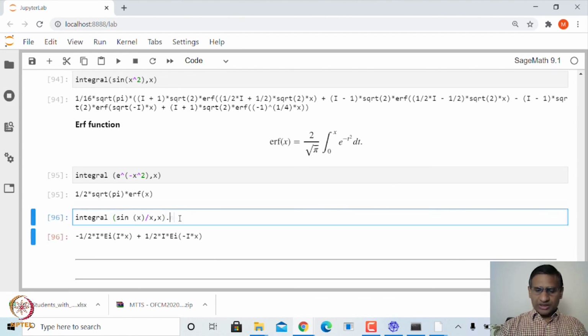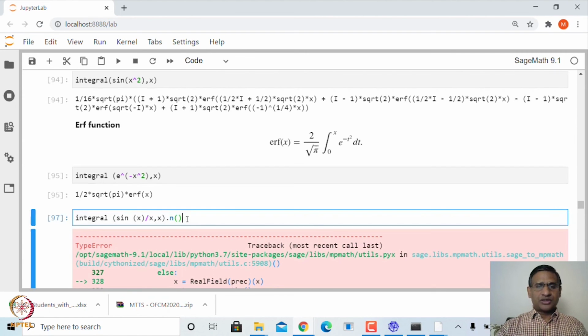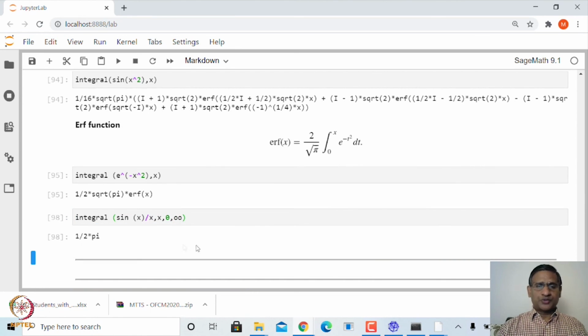For example, here in this case I can say dot n, but it is not giving a value. We have seen already that because this is an indefinite integral, dot n doesn't make sense. Whereas if I put the limits 0 to, for example, infinity, then this integral is pi by 2, right.